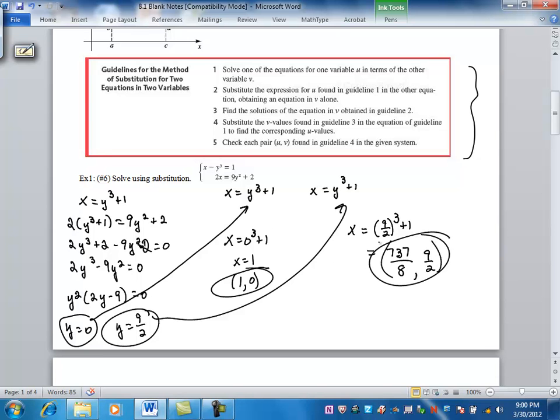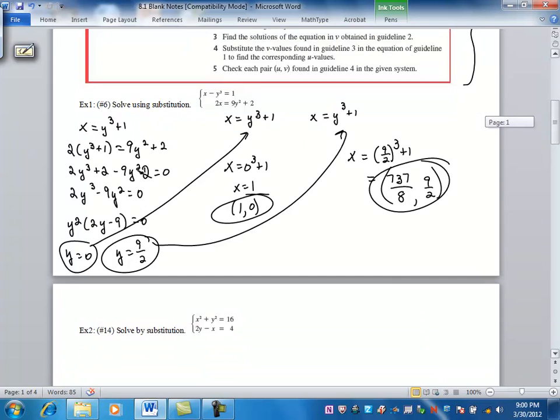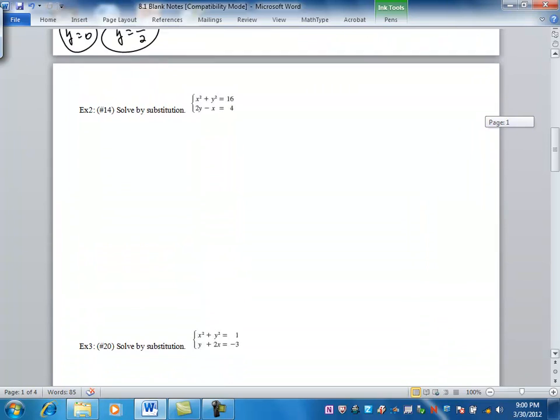Now, as step 5 says, we need to take our solutions and plug them into both equations to make sure that we indeed have a solution to the system. I'm going to let you pause the video and do that on your own. These two do work. And now we're going to move along to our next example here.